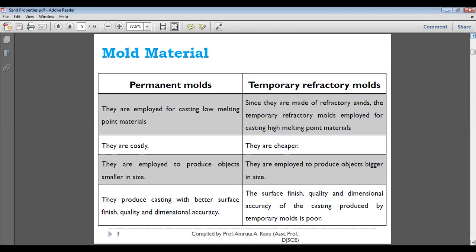But the temporary molds are used for high melting temperature metals like ferrous metals. They are cheaper. They are employed to produce objects of bigger size, any size. In fact, ferrous metals can be cast using refractory mold materials like molding sand. However, surface quality, surface finish and dimensional accuracy are not good and very poor.